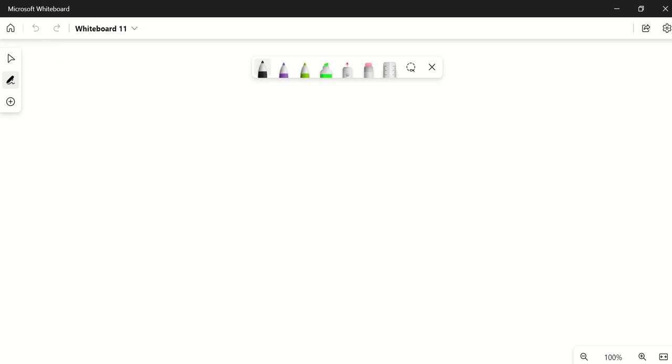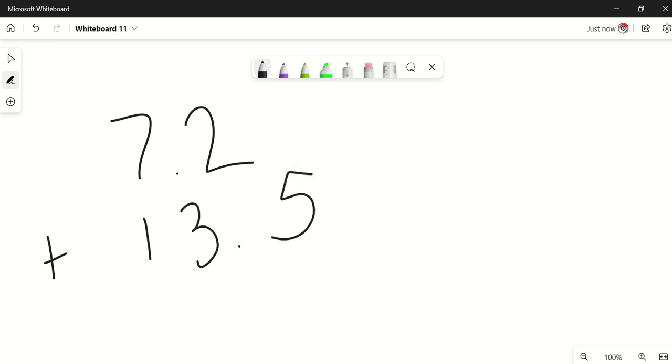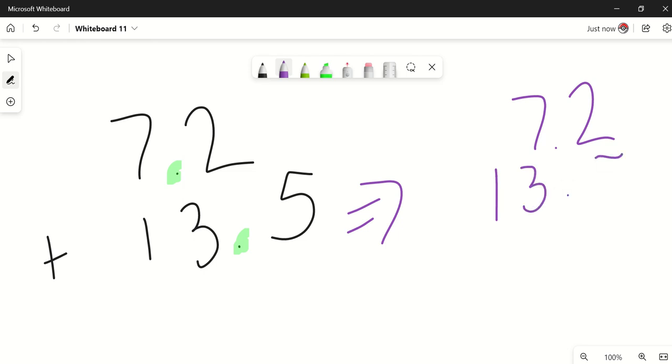So again, in order to subtract or add decimals, we definitely need to line up the decimals. So for example, if I do 7.2 plus 13.5, this setup is wrong. Notice that the decimal is over here and this decimal is over here. The correct way to write this out would be 7.2 plus 13.5. And if ever there is a space there, you can always add a 0 as a placeholder. But notice that our decimals are lined up.